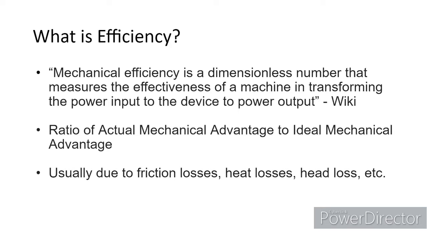And so, another way of thinking about it is the ratio of the actual mechanical advantage to the ideal mechanical advantage. And so the reason you have to consider efficiency is for things like friction losses, heat losses, head losses, and things like that occur in the real world outside of the idealized.